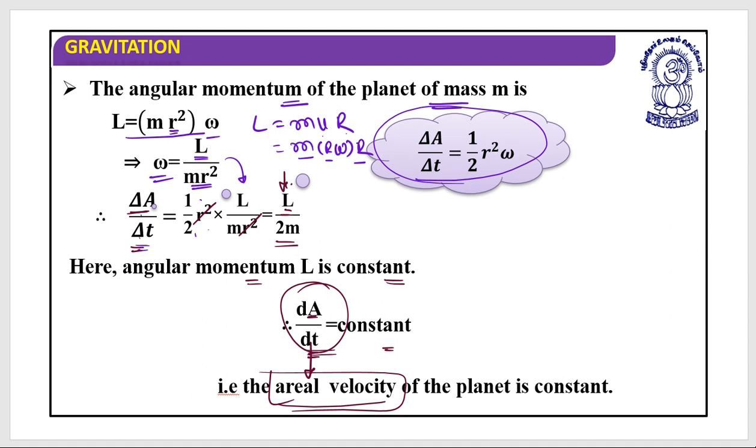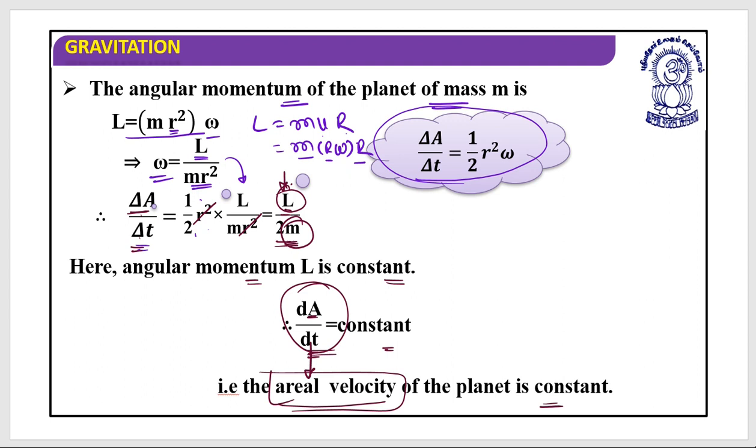Please remember this is areal velocity. It is constant because I understand that L is constant, and while moving on the journey, even the velocity and mass are going to be conserved. So L is constant, and if L is constant, it means areal velocity is also constant. I hope you understand this very well.